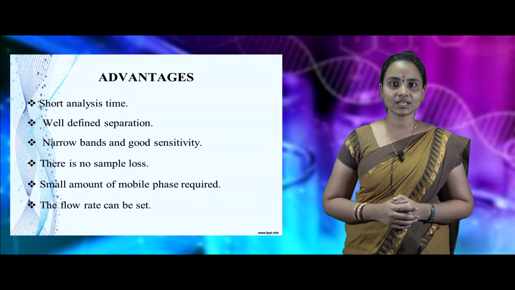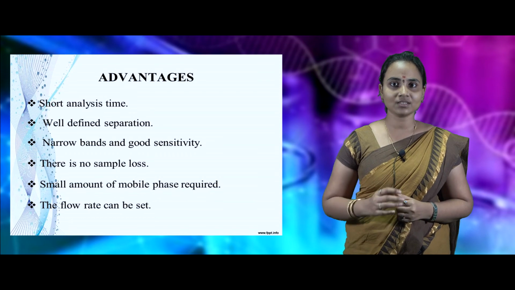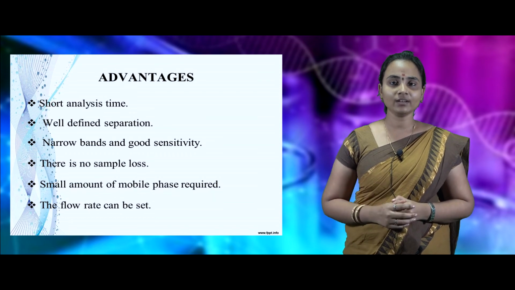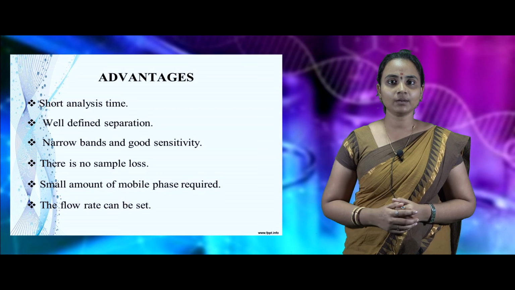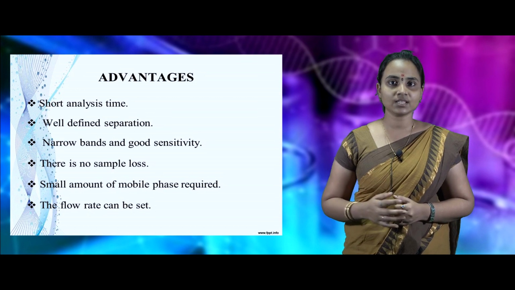Coming to the advantages of size exclusion chromatography, here we can use a very small amount of sample since the column size is very small, and there is no mobile phase loss, and due to this we can set the flow rate at a constant rate. By using a constant flow rate, the separation can be done in a short analysis time, and there is well defined separation with narrow bands and good sensitivity.